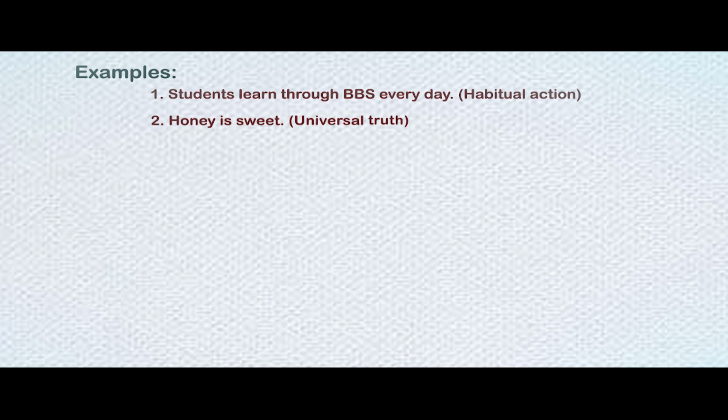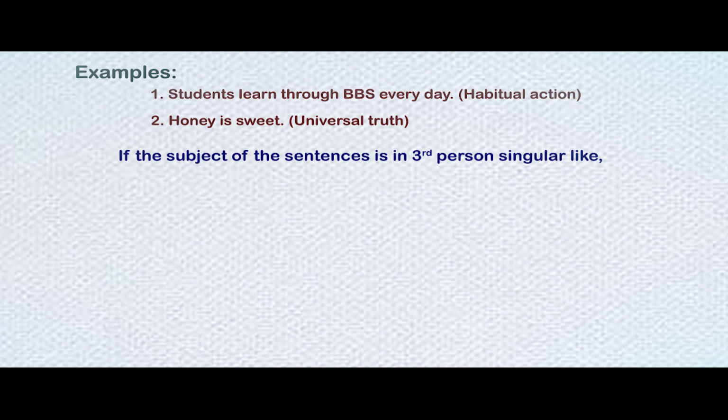Second example, honey is sweet. It is a universal truth that we know honey is sweet. Now, when the subject of a sentence is in third person singular form, like he, she, it, as reflected in the rule, the verb takes s or es. Now let us look at the example here. He drive a car or he drives a car. So which is correct as per the rule when the subject is in third person singular?